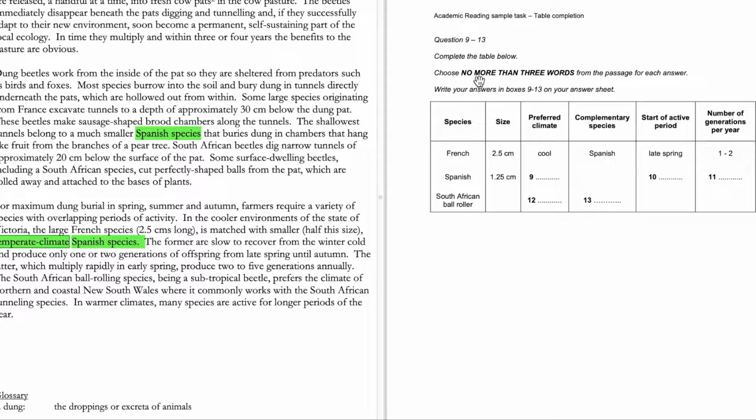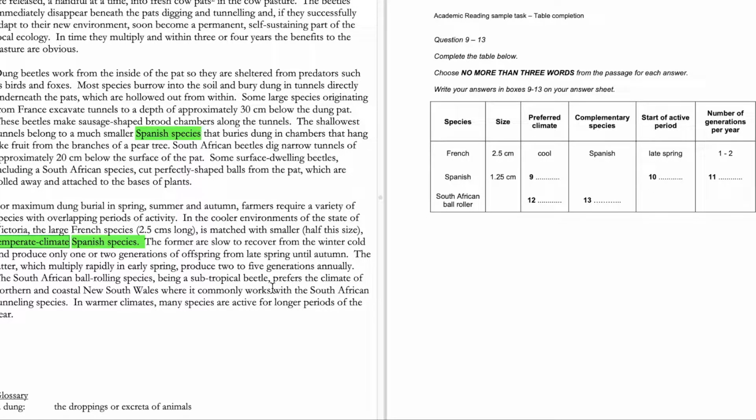We have to be very careful that in the task it's written no more than 3 words. So we just have to take into account the article. We have to count it as a word. Let's say when we have an answer like an apple or a book, we have to take into account that this is gonna be 2 words. So we'll go further to question number 10, start of active period. So when exactly this Spanish species starts their active period.